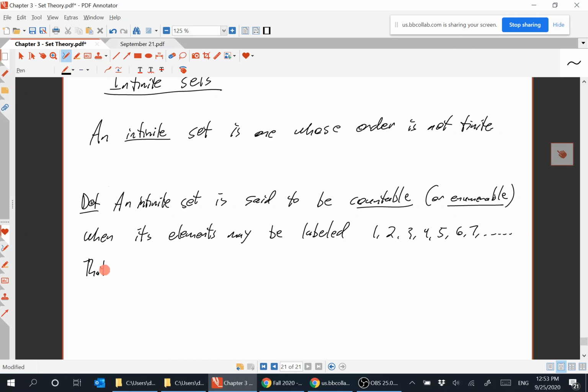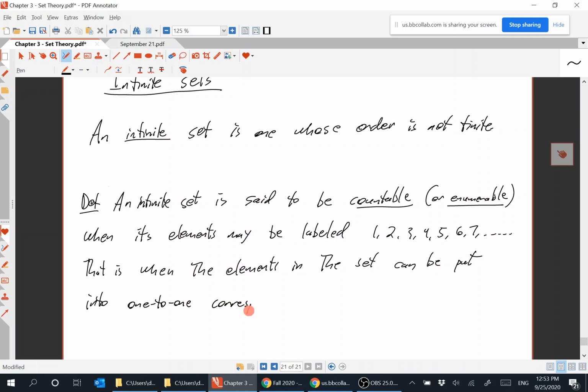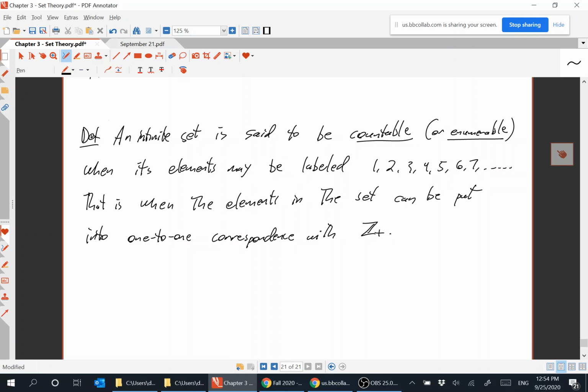That is, when the elements of the set can be put into one-to-one correspondence with the set of positive integers or natural numbers. The natural numbers, you can put a 0 at the beginning or something like that. Well, however you like to think of it, either one is fine.